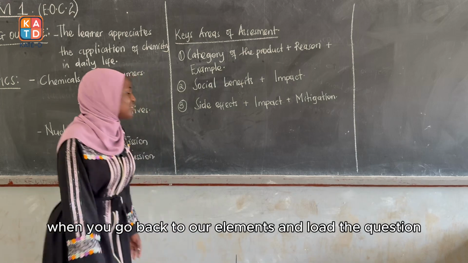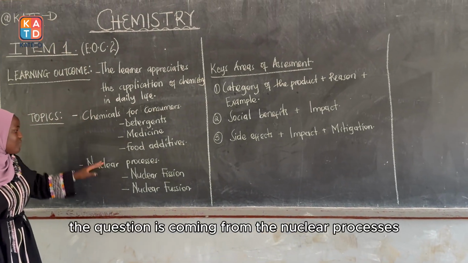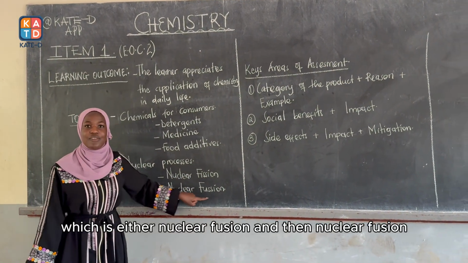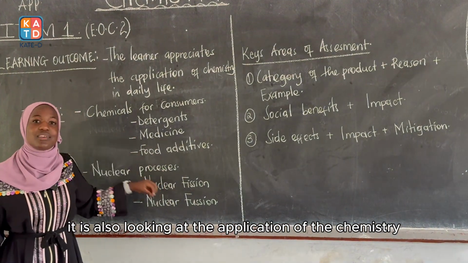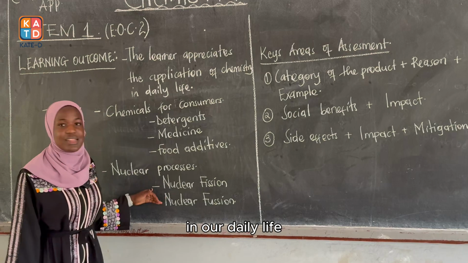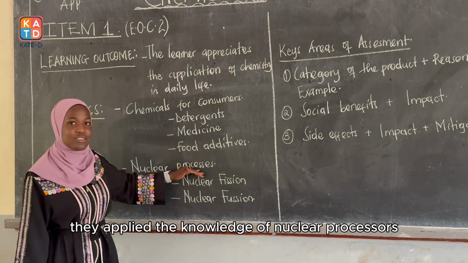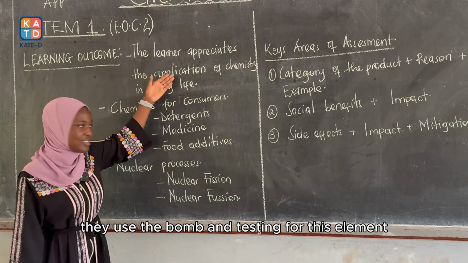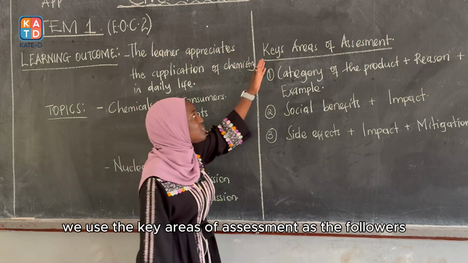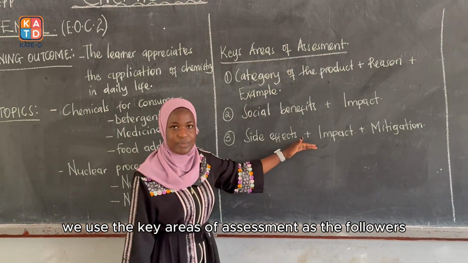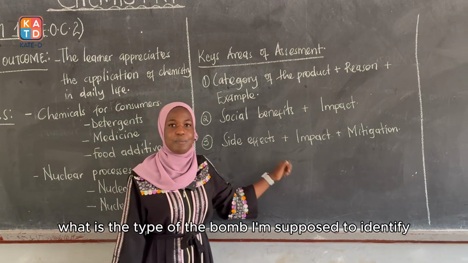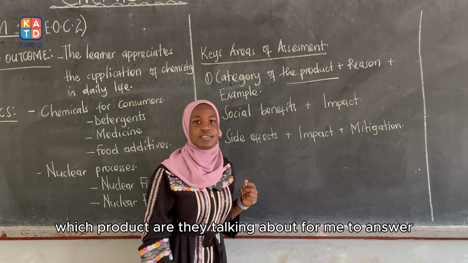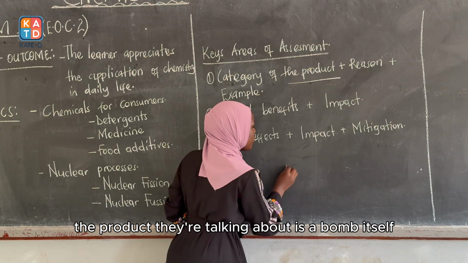When we go back to our elements and load the question again, you see that the question is coming from the nuclear processes, which is either nuclear fission or nuclear fusion. It is also looking at the application of chemistry in our daily life. They applied the knowledge of nuclear processes to make that weapon. They used the bomb, and hence testing for this element. How do we answer? We said we use the key areas of assessment as follows. The first one is saying, what is the type of the bomb? I'm supposed to identify which product they are talking about for me to answer. The product they're talking about is a bomb itself.